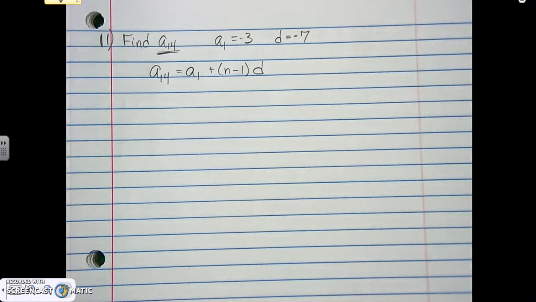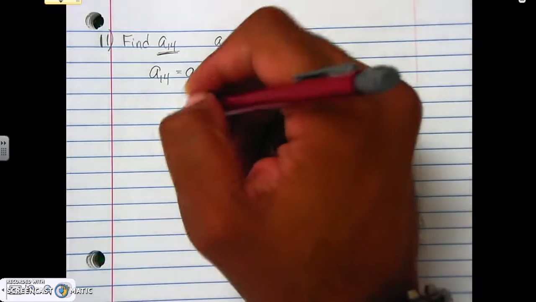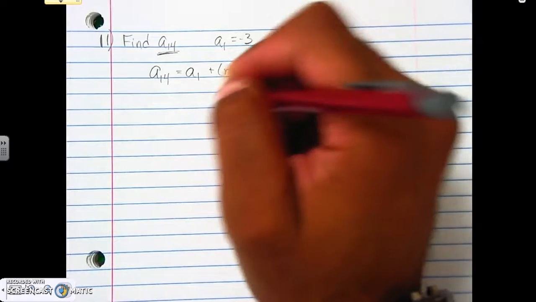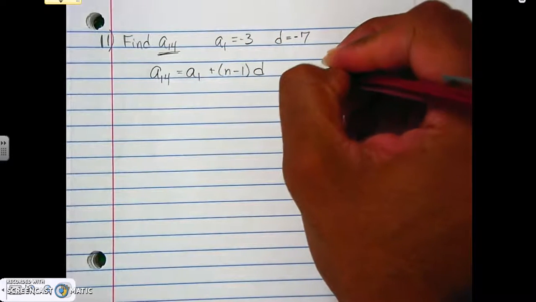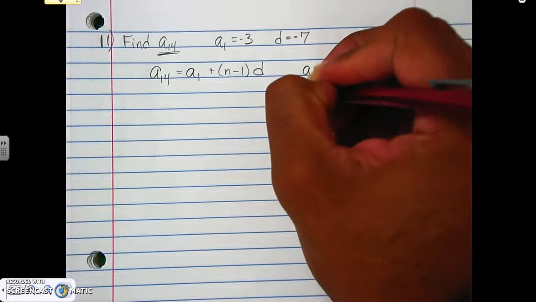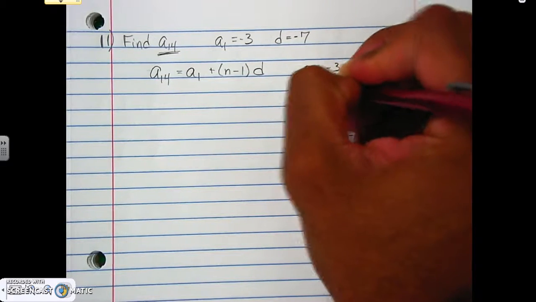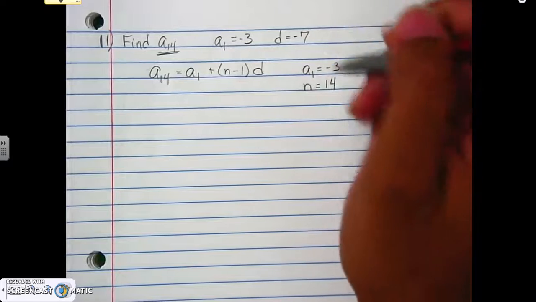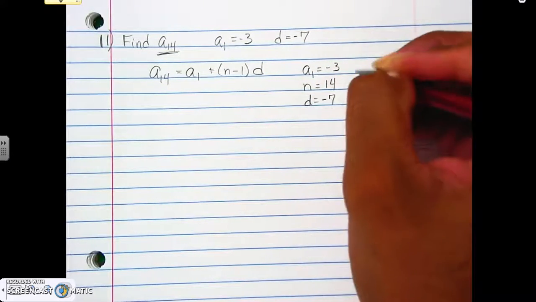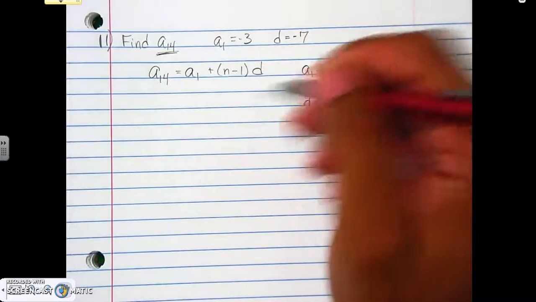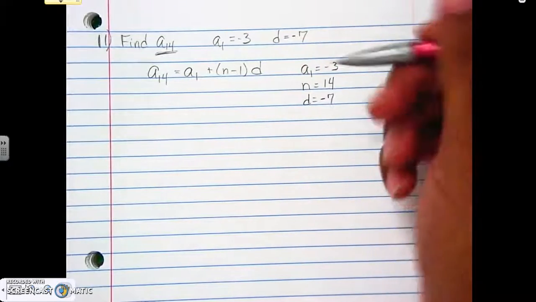Alright, so here, all we're going to do is put all the numbers in, and we're going to try to figure out what is the 14th term. So A1 is 31 again. N is 14, because that's the number term we're looking for. We're looking for the 14th term. We have D, which is -7. And so we're going to substitute all those pieces in. We're going to figure out what is A14.